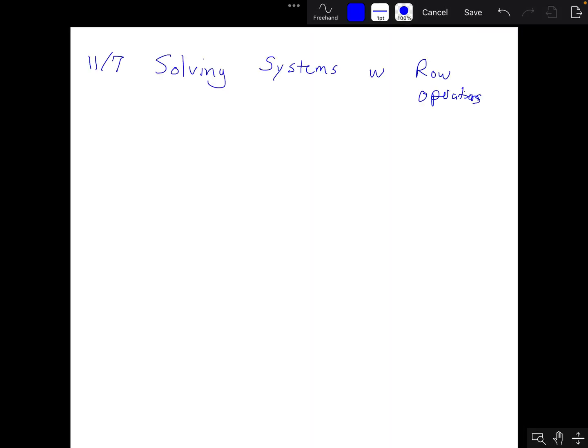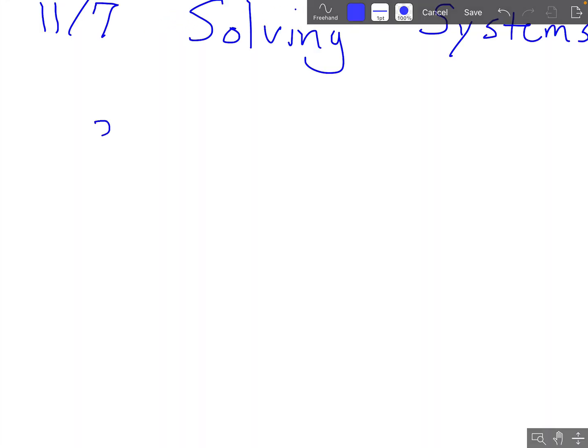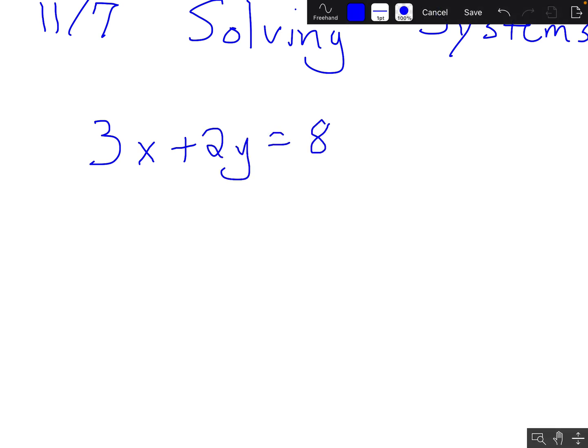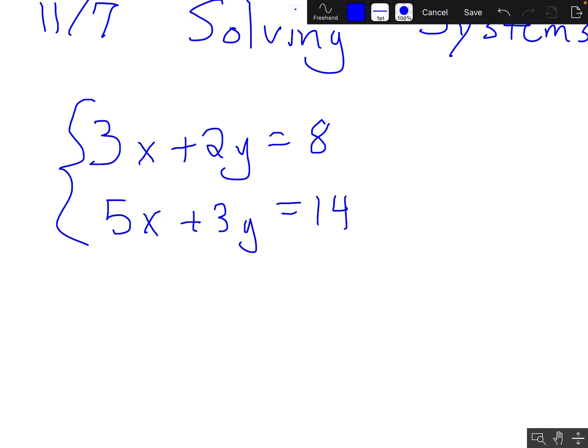All right, so we're going to start by taking a look at a problem. Just kind of set it up here. We're going to dive right in. So here I've got a system of equations that says 3x plus 2y equals 8. And my second equation will be 5x plus 3y equals 14. Okay, so there's my system, and I want to figure out where these two lines intersect.